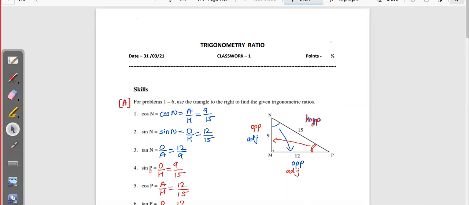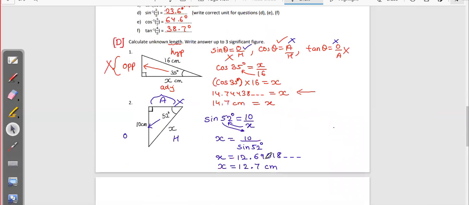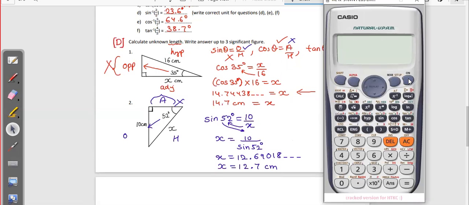Can you go to B1? How did you get 14? Which one? B1. Yeah, I got 13.1. Okay, let me use this calculator. I'm using the scientific calculator here. So cos, right? We are using the angle cos of 35 degrees, close the bracket, multiply 16, equal. Oh, yeah. So thank you for correcting me.